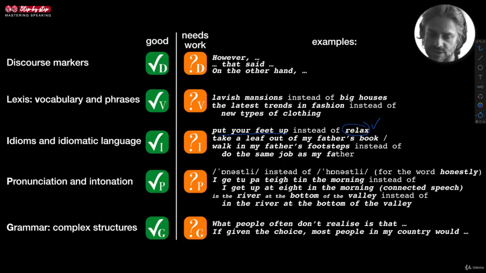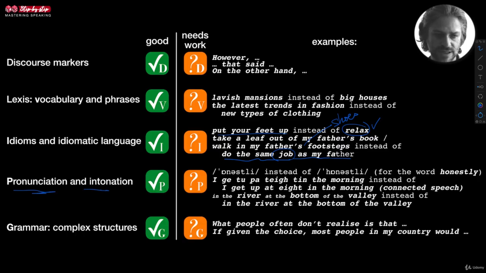Take a leaf out of my father's book. I spoke about this one as well. Take a leaf out of my father's book, or walk in my father's footsteps, or you might even see walk in my father's shoes. Some people say that means do the same job or follow a similar career to my father or to my mother or to my brother or whoever it is. Okay.